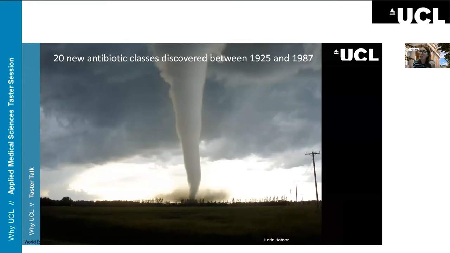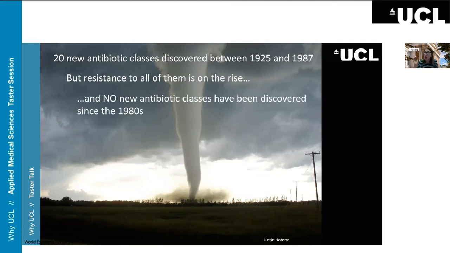And this is a perfect storm situation, because while we had this golden age of antibiotics, we had 20 antibiotic classes discovered between '25 and '87. 20 classes, and that's when we all stopped and said, we've got plenty, we don't need any more. Resistance to all of them is on the rise. Some of them are completely useless. And no new antibiotic class has been discovered since the 1980s. That's a long time ago.